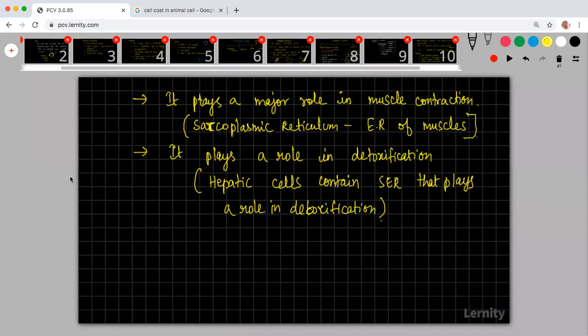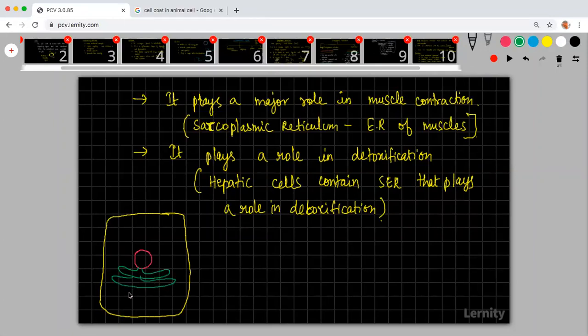Let me just take two more minutes of your time, and then I'll try to explain. Please understand that you have a cell. If you have a cell, the center is what we call the nucleus. From the nucleus, you are able to see a long stretch. This is what we call the endoplasmic reticulum.